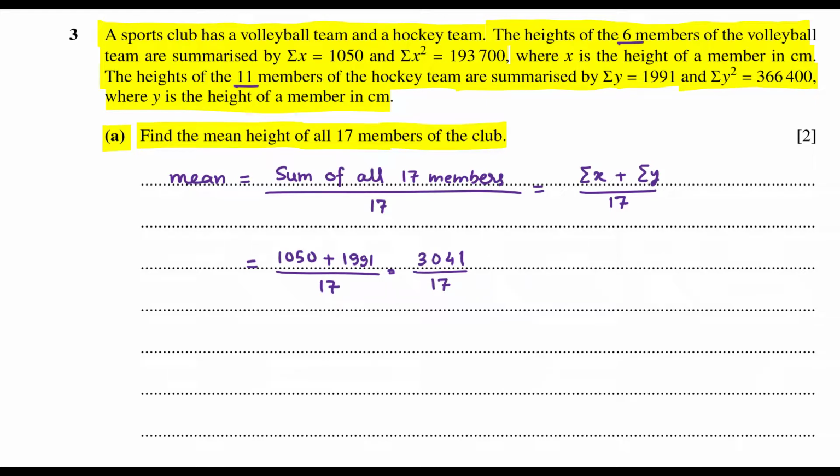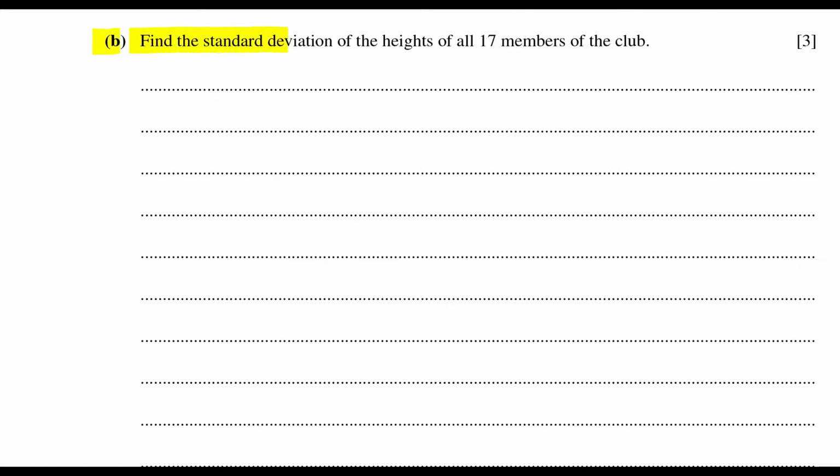We can give our answer till 3 significant figures. From calculator it is coming 178.88 and so on. So we can give our answer till 3 significant figures as 179 centimeter. That's the mean height of all the 17 members of the club. B part, find the standard deviation of the heights of all the 17 members of the club. So for standard deviation, we should find the variance because we have the formula for the variance. Once we get the variance, we'll take the square root of variance, which is of course going to be the standard deviation.